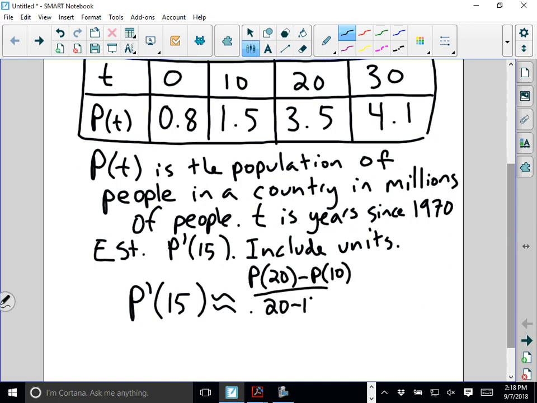A couple of things to note right now. Make sure you have P prime of 15 and make sure you have that approximately equals sign. That's important because it's reminding us that this is just an estimate. This is not a for sure thing. We also need to have a difference quotient. We can have that with P of 20 minus P of 10 over 20 minus 10, or if you wanted to skip right ahead to 3.5 minus 1.5 over 20 minus 10, that's fine. But we have to have a quotient and we have to have a difference. We need subtraction in there. We can't just go straight to 2 over 10.